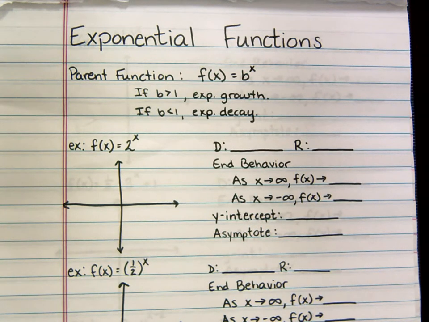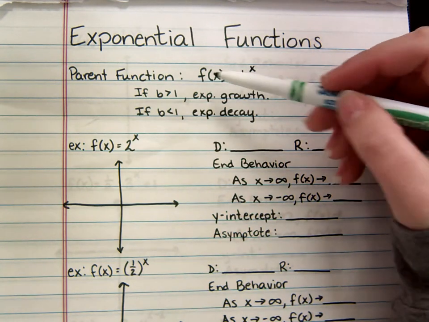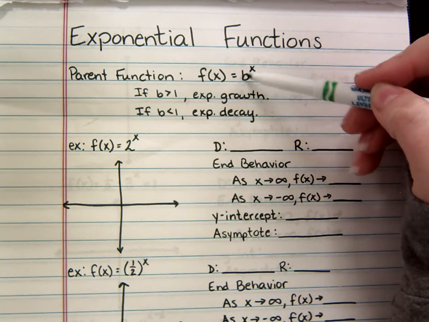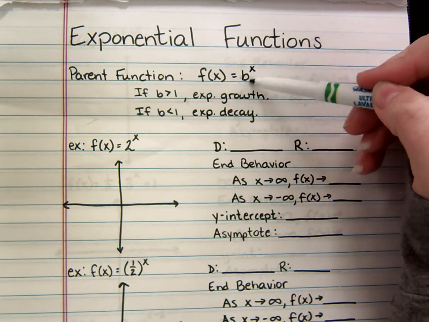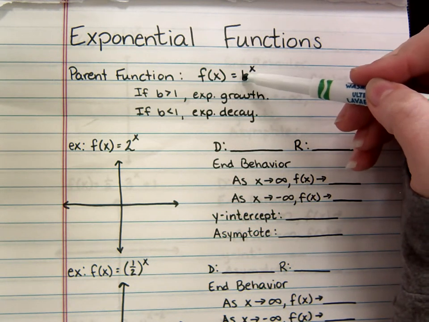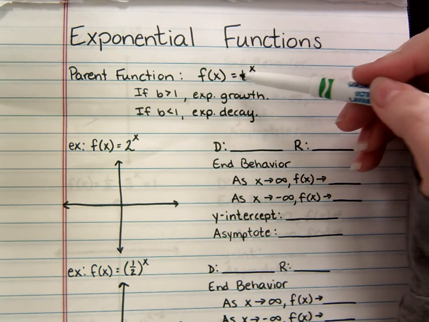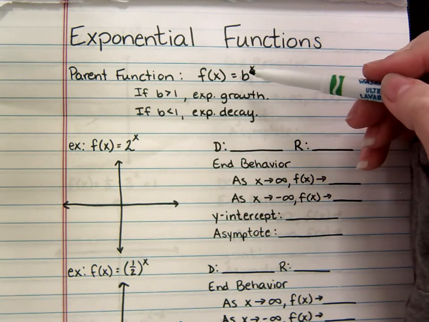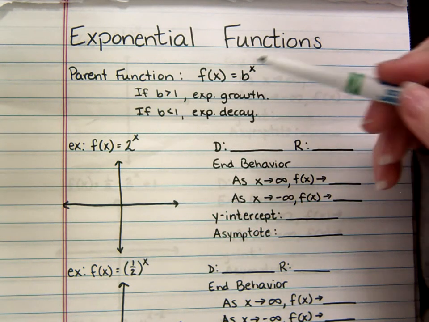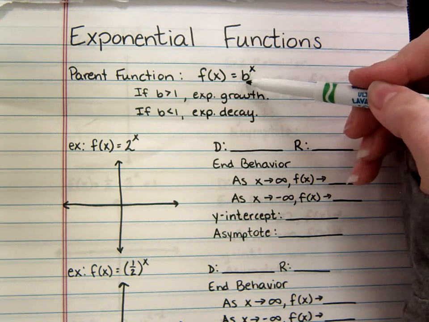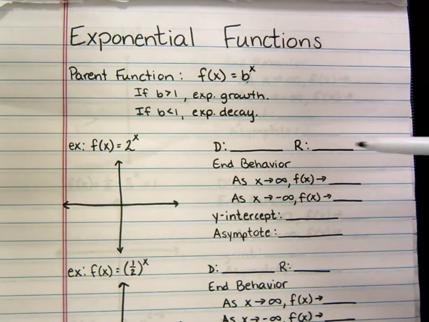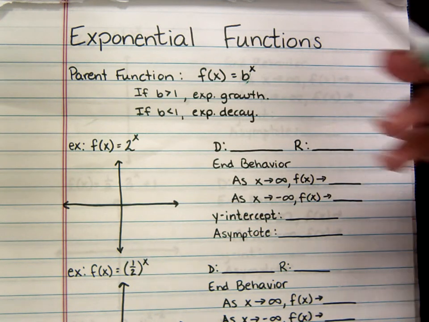In this video, we're going to start looking at graphs of exponential functions. Now, the parent function of an exponential function is f of x equals b to the x power. Now, b can be any number. It could be 2, 1/2, 3/4, any number except 1. Now, depending on what this value is, you're going to get either an exponential growth or an exponential decay.